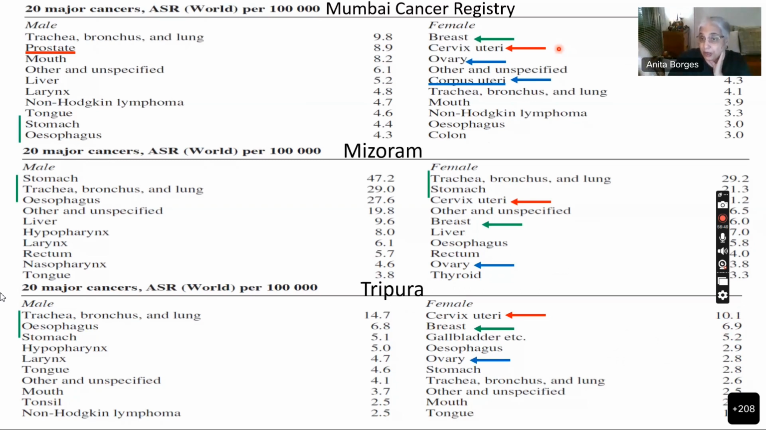32.7. And once upon a time, the figure 32.7 in Mumbai was for cervix. And now, 25, 30 years down the line, it has switched. Breast has become the leading cancer in females in Mumbai. It has switched places with cancer of the cervix.